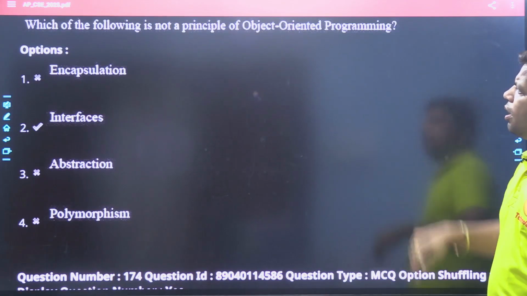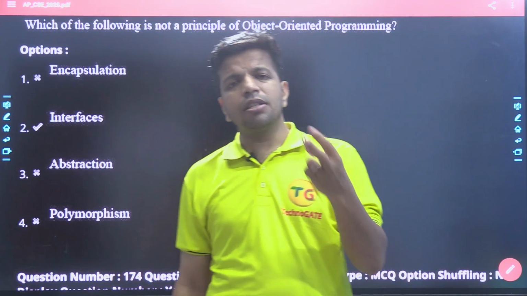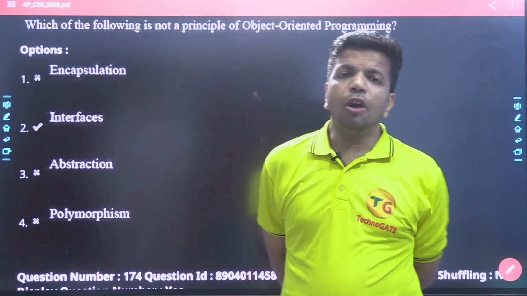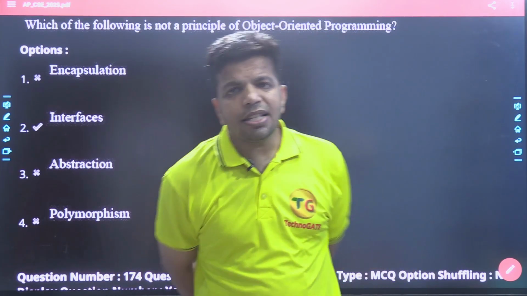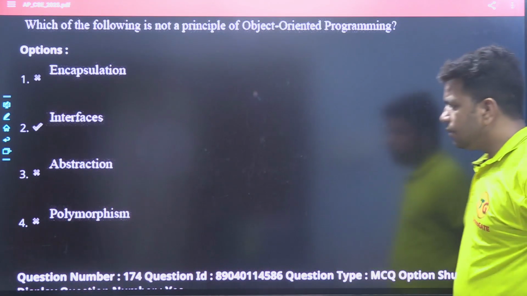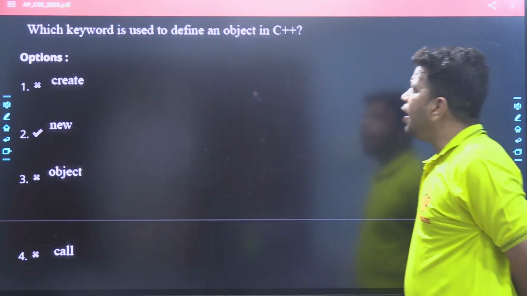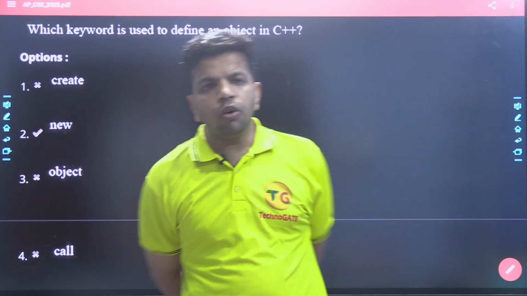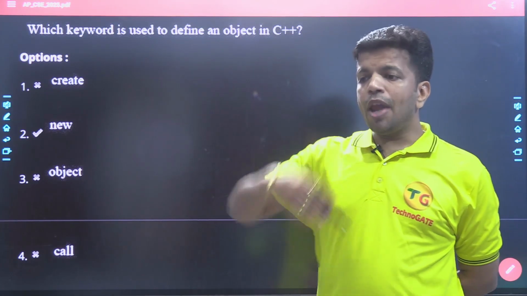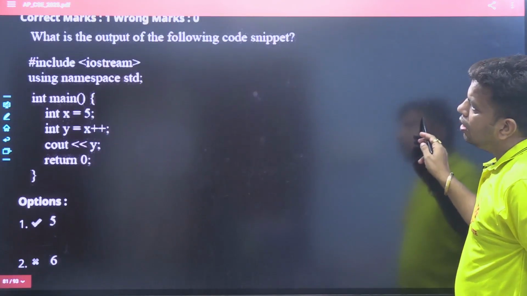Which of the following is not a principle of object-oriented programming? Encapsulation, abstraction, polymorphism, inheritance. They all are principles of object-oriented programming. But interfaces are not a principle of object-oriented programming. Okay. Let's see. Which keyword is used to define an object in C++? If you want to define an object in C++, you need to use the new keyword. New is used to allocate memory to that object. New, second.